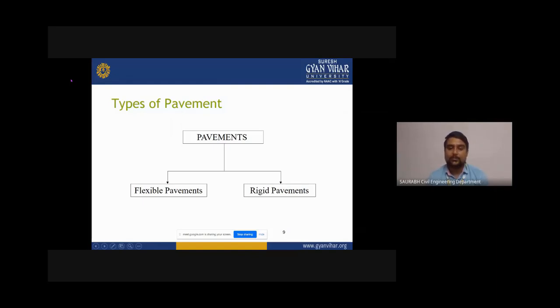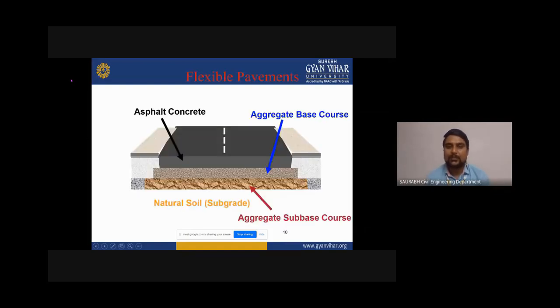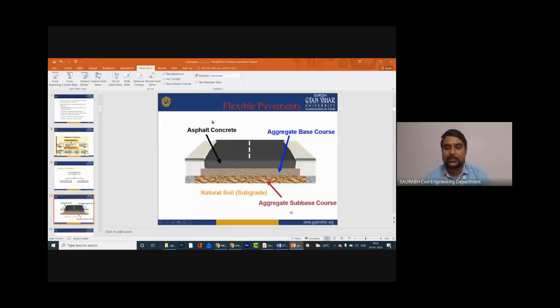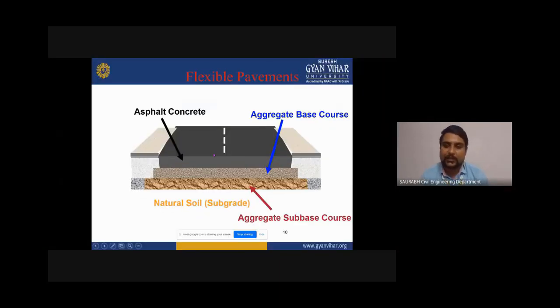Okay, one by one we will see what the use and parameters of flexible pavement are and what the parameters of rigid pavement are. First, we will see flexible pavement. As you can see here, the cross section of flexible pavement is given, and there is asphalt concrete and aggregate base course. These are the parts of your flexible pavement.